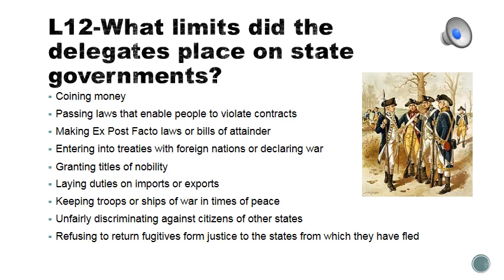Granting titles of nobility, laying duties on imports or exports, keeping troops or ships of war in times of peace, unfairly discriminating against citizens of other states, and refusing to return fugitives from justice to states from which they have fled. So if there's a fugitive that has escaped from Illinois and they're hiding out in Florida, and Florida catches them, they have to send them back.